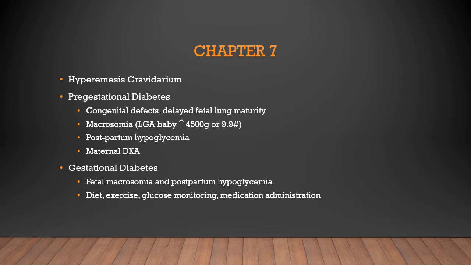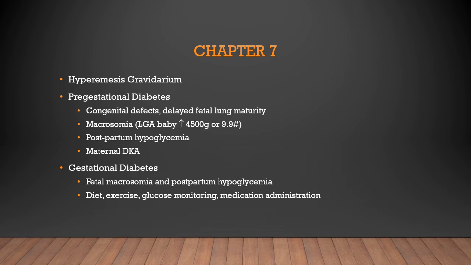Diabetes during pregnancy can cause a whole host of complications. Let us explore pregestational and then gestational diabetes. Pregestational diabetes is diabetes that occurred prior to pregnancy, and this could be type 1 or type 2. Pregestational diabetes, especially type 1 diabetes, increases the risk of congenital defects and delayed fetal lung maturity.